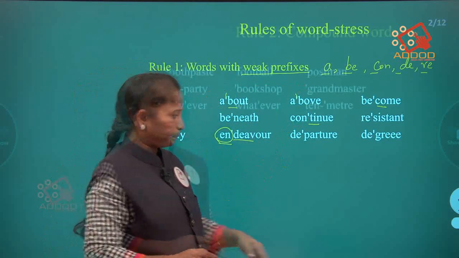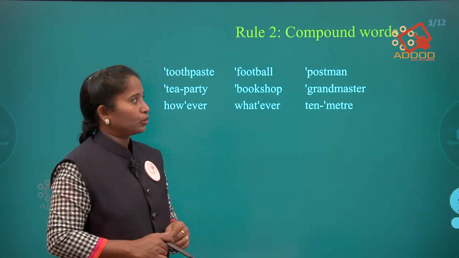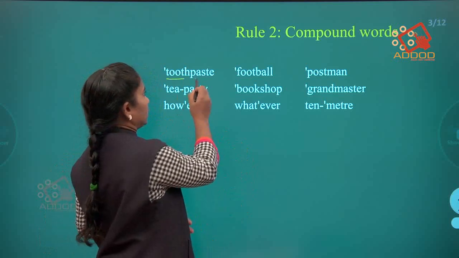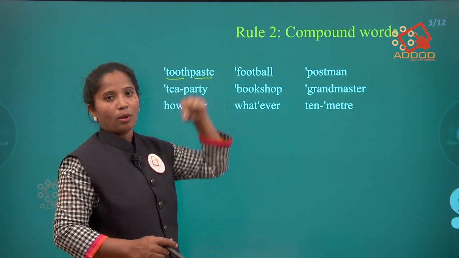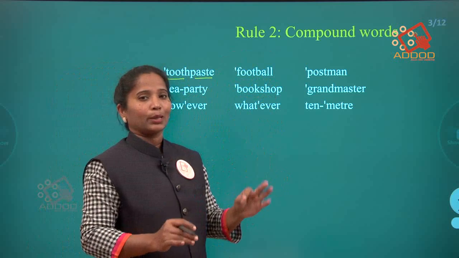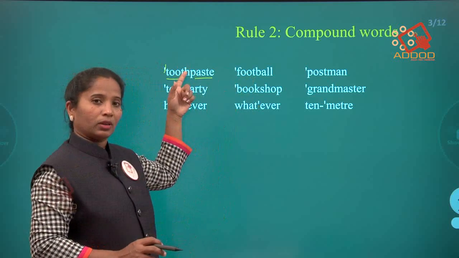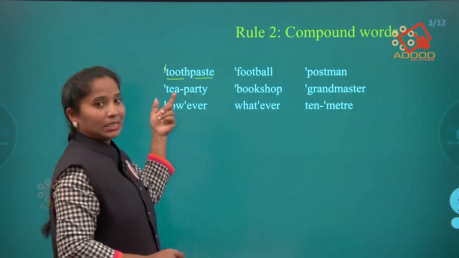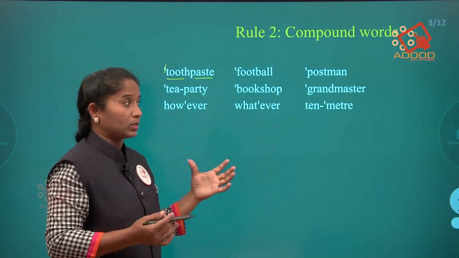Now let's see the next rule. The second rule is word stress on compound words. What are compound words? You know that compound words are made up of two different words, isn't it? For example, you have two words here, tooth and paste, coming together to form one word, toothpaste. So two words together is a compound word. So whenever you find such compound words, always keep the stress on the first syllable, okay? Always remember it should be on the first syllable, right? So you have football, postman, tea party, bookshop, grandmaster. So this is how you have to pronounce correctly.